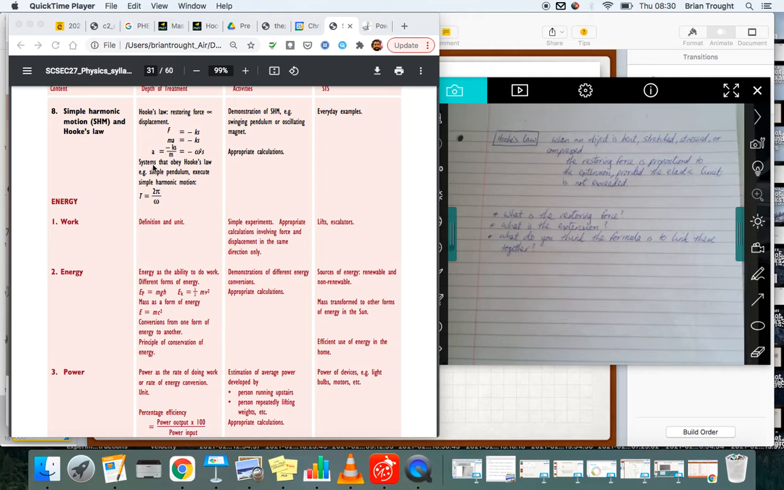This sentence also is essential. Systems that obey Hooke's law also execute simple harmonic motion, and that is the key to that derivation essentially. You also need to have this formula here, T is equal to 2 pi over omega, and you need to be able to use it.